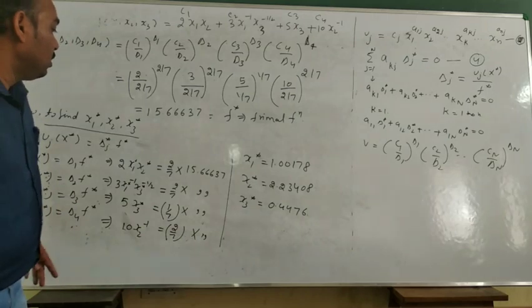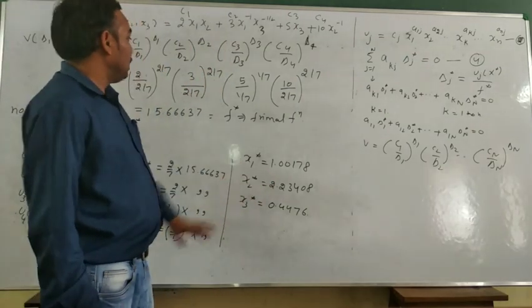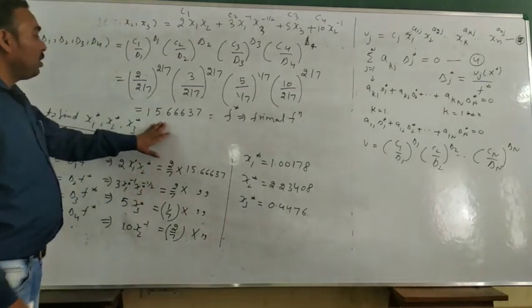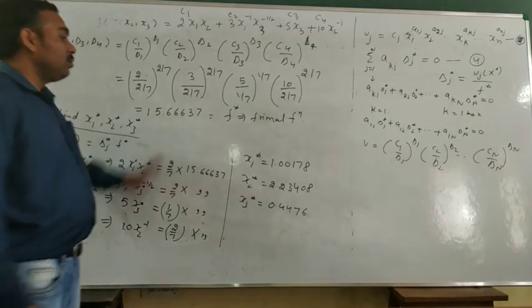Here this is the optimizing point, and this is the optimal value, which means at this point it is the minimum value.